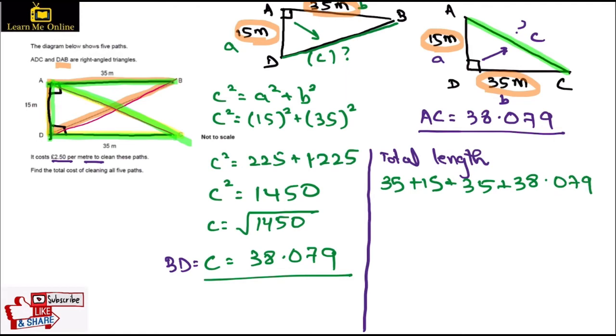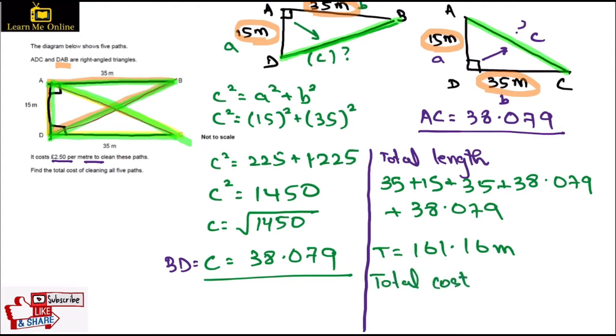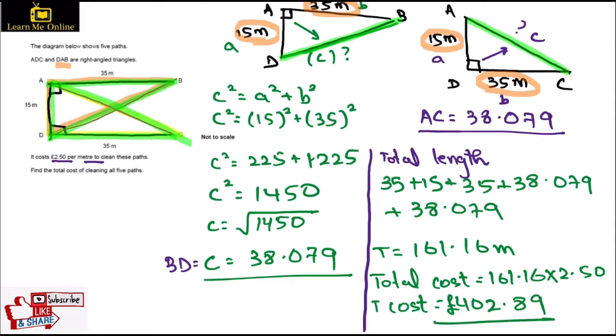The only one remaining is the length from B to D, and B to D is the same length as we found over here. So we add that in too, which is 38.079. The total length we have got is 161.16 meters. Because the cost of each meter is 250, to find the total cost you do 161.16 times the cost per meter, and you get the total cost, which is 402.89. So here's the total cost to clean all the 5 parts.